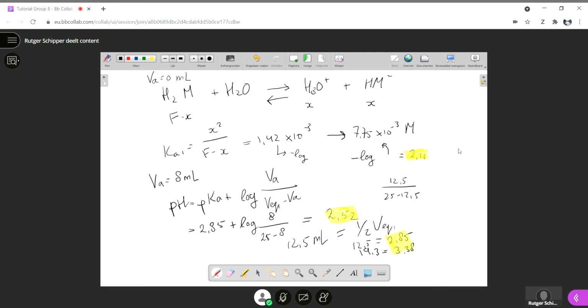So it increases, and it increases. So it makes sense, right? That brings us to probably the hardest part of this tutorial. That's the point we reach when the volume added is exactly the same as the first equivalence point. This is only of importance when we are dealing with a diprotic acid.